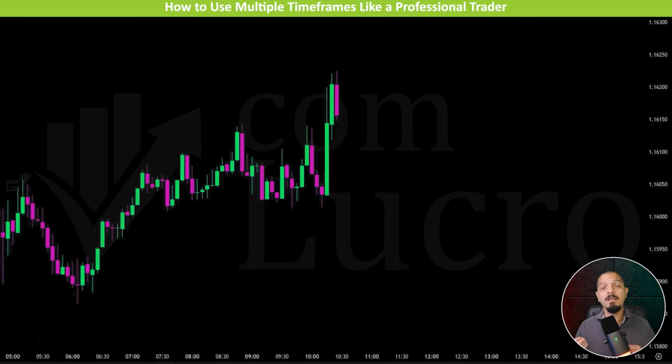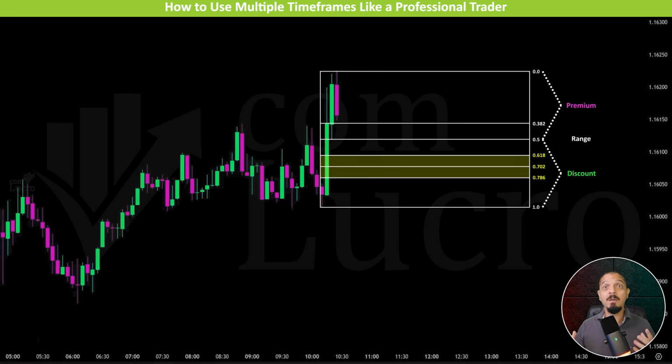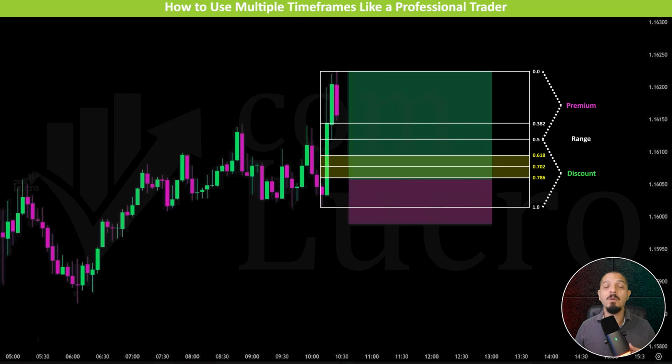Let's start with a practical example. Here we have a clear uptrend on the euro against the dollar on the 5-minute chart. We apply the Fibonacci retracement tool from the start to the end of the recent impulse move and place a buy limit at the golden zone. This means that if price pulls back to this level, it is considered a deep enough retracement for us to enter the market and take advantage of the uptrend.